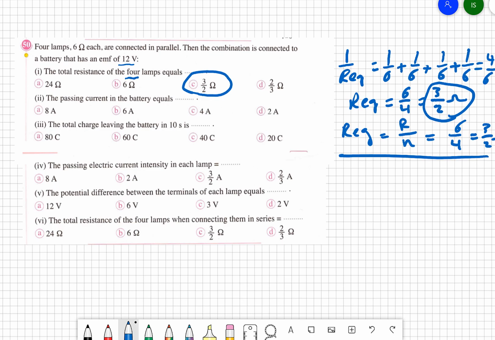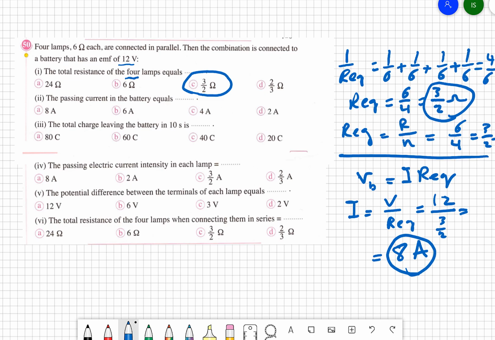The passing current in the battery. To get the passing current you have electromotive force, so V for battery equals I times R equivalent, so I equals V over R equivalent equals 12 volts over 3 over 2, which means 24 over 3 equals 8 amps. So the answer is 8 amps.